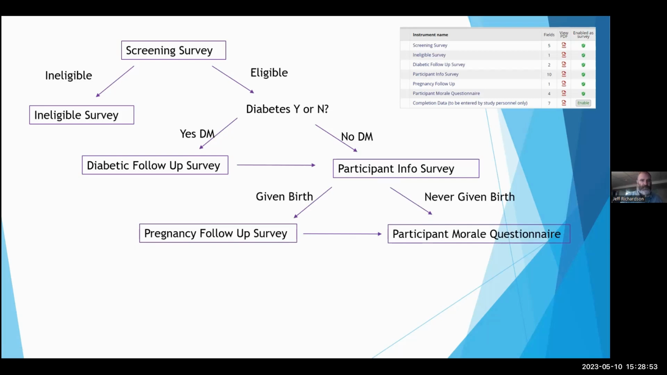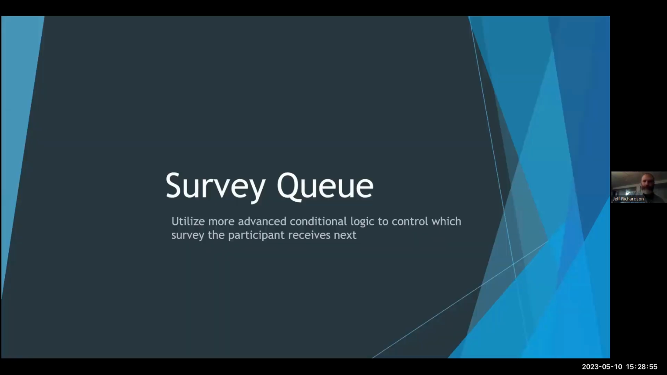So how best to proceed here? REDCap survey queue is a great tool for when you have a situation like this, which requires more advanced conditional logic to control which survey the participant sees next. Surveys can be set to appear in the survey queue based upon if the participant has completed a particular survey, or if certain conditions are met based on data values.